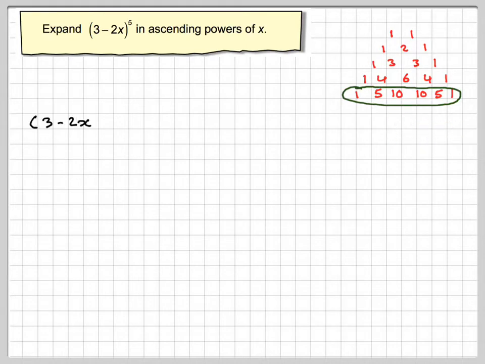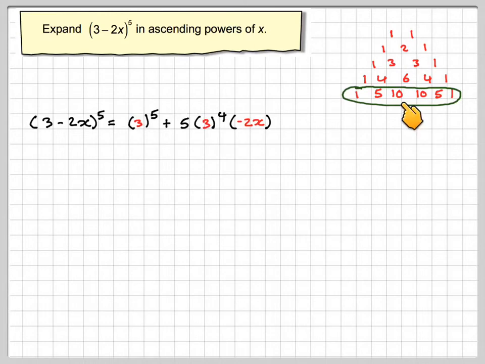So expanding (3 minus 2x) to the 5 will be 1 times 3 to the power of 5. We don't bother writing the 1 in, but notice I put it in brackets. The next one will be 5, the coefficient, times 3 to the 4, times minus 2x in brackets. It's very, very important to use brackets. Notice here that 4 and the power 1, which we haven't written in, does add up to 5.